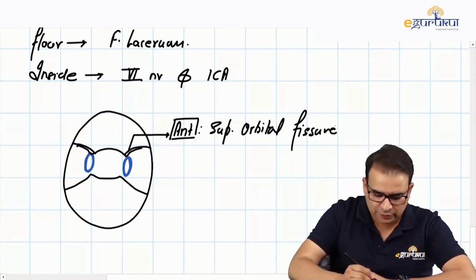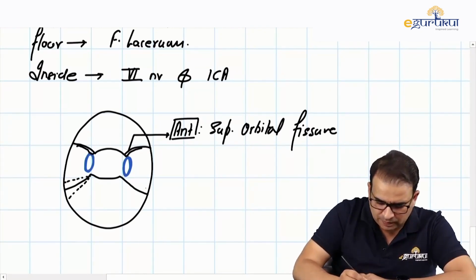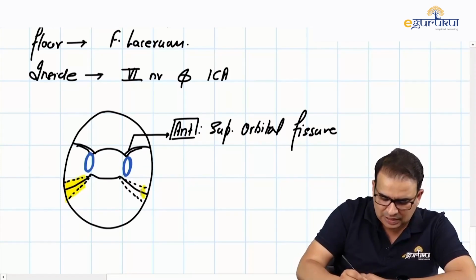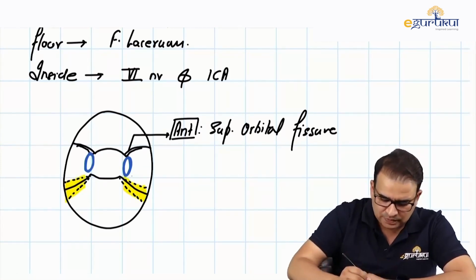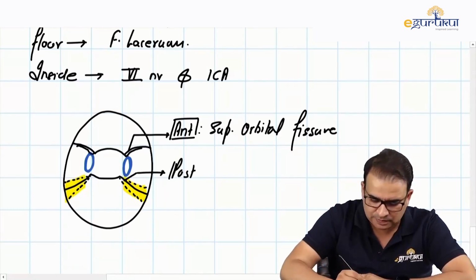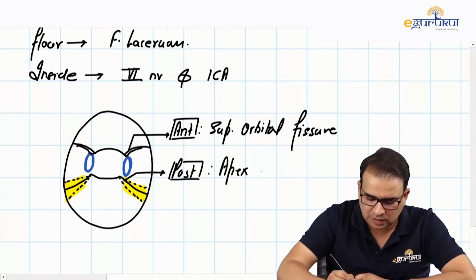Whereas posterior relation, if you come to the posterior side, we got petrous temporal bone present here, right? Let's say there's a petrous temporal bone which can be seen apart in the middle and the posterior cranial fossa, guys. So posterior relation is the apex of petrous temporal bone.